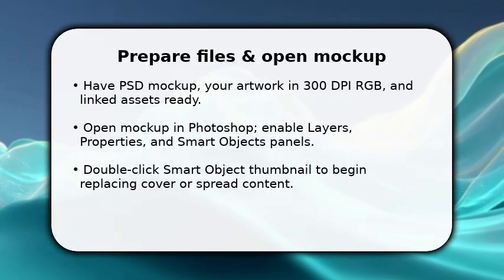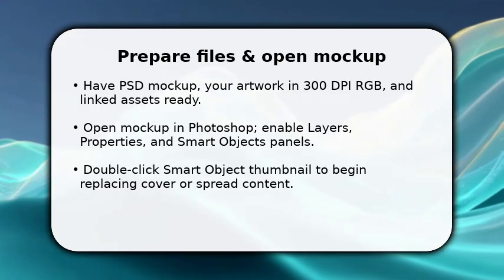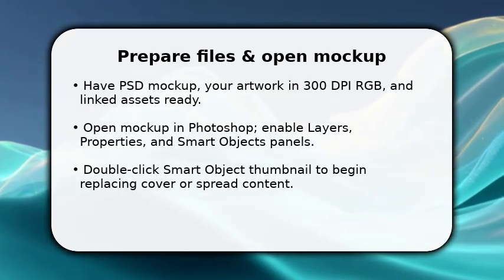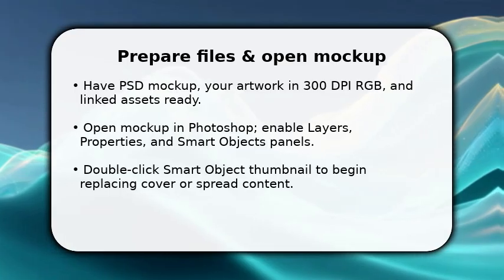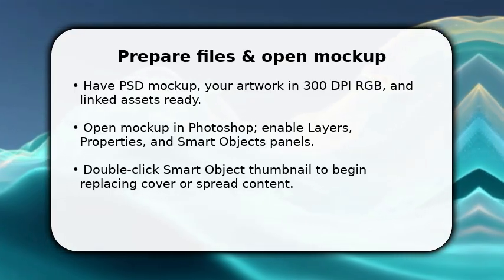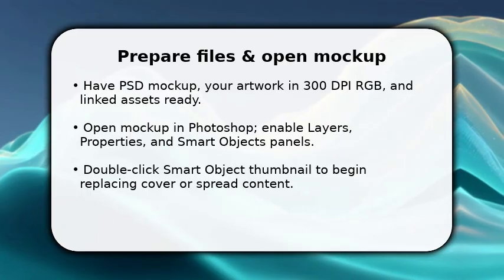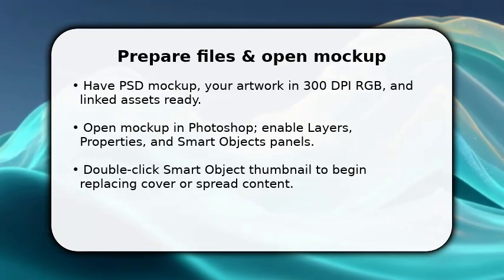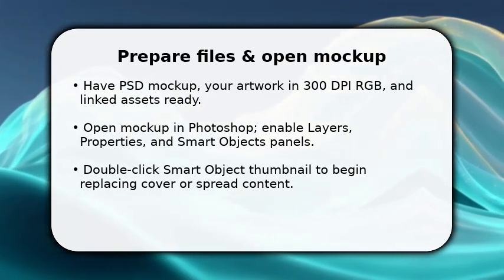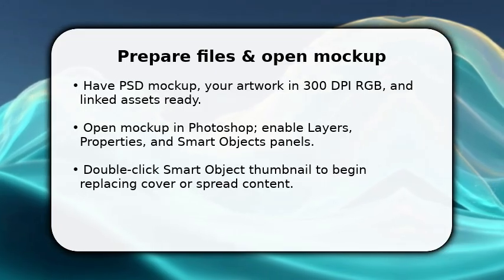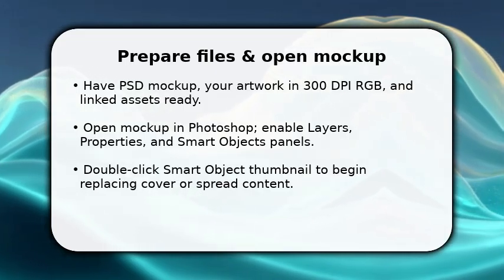You start by confirming your artwork is 300 dpi RGB and size to the magazine dimensions. This prevents blur or color shifts. Open the PSD mockup and make sure layers, properties, and smart objects panels are visible so you can access replacements quickly. Now double-click the smart object layer that represents the cover or spread.